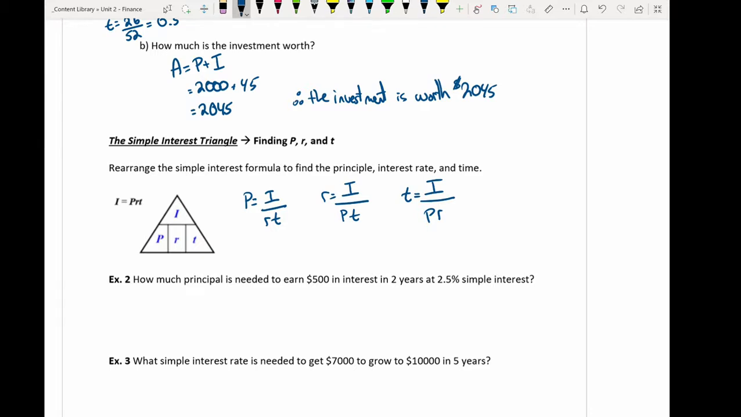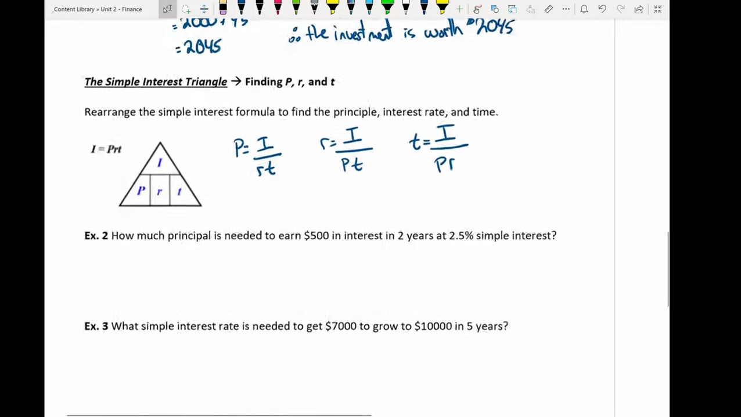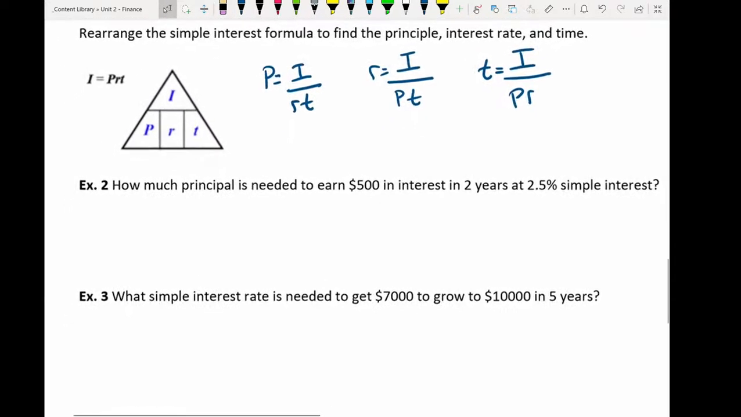So I can use these three formulas, or I can use the triangle to help me figure out what formula I need to use, what operation I need to answer these questions. So in example 2, start out the same way. I'm going to write down my variables so I can fill them in, hopefully.